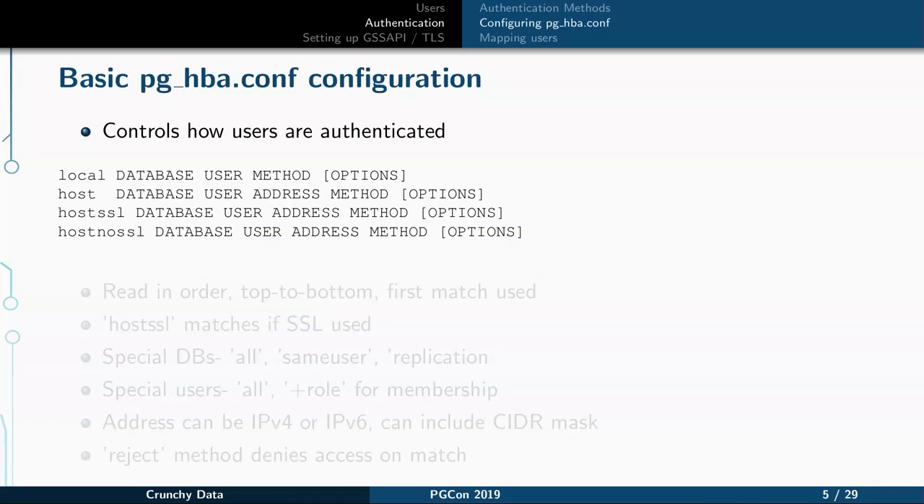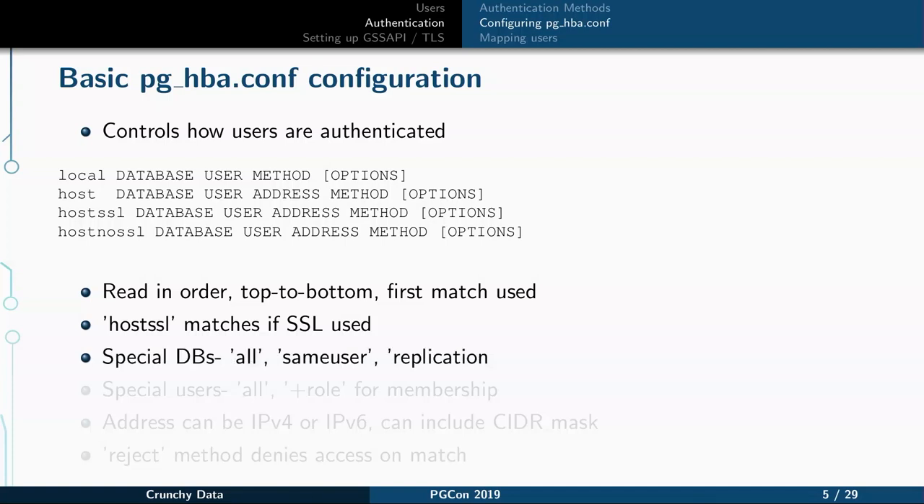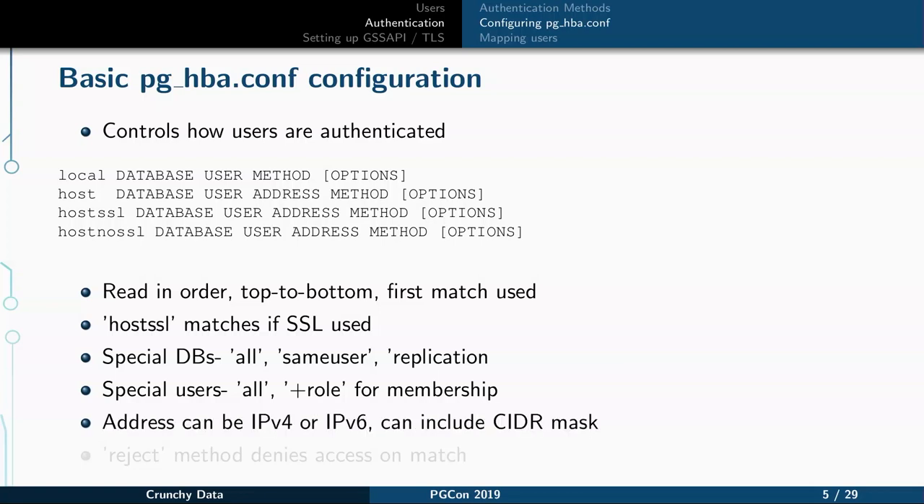Okay, so how do we figure out how all of this puts together, right? So we have pg_hba.conf that allows you to pick which authentication method gets used, right? It's read in order top to bottom, the first match is used. If you want to force SSL, you should use hostssl, and we'll talk about setting that up later. There's some special database names you can use, special users. Addresses can be v4 or v6. And then you have this reject method that denies access if it matches.